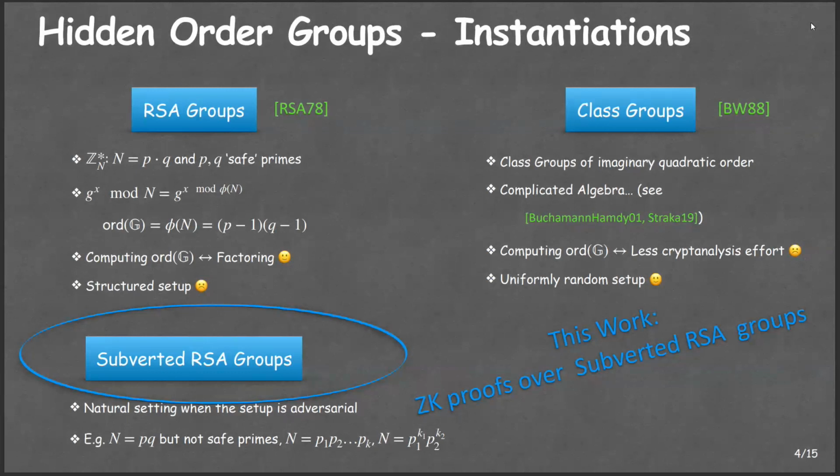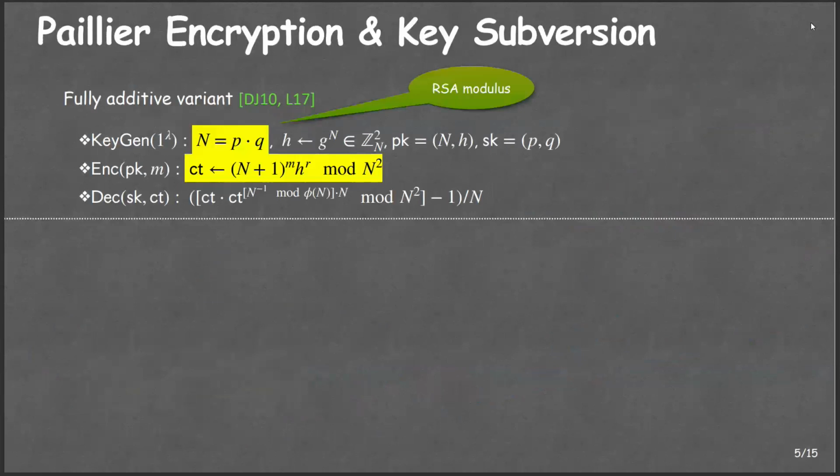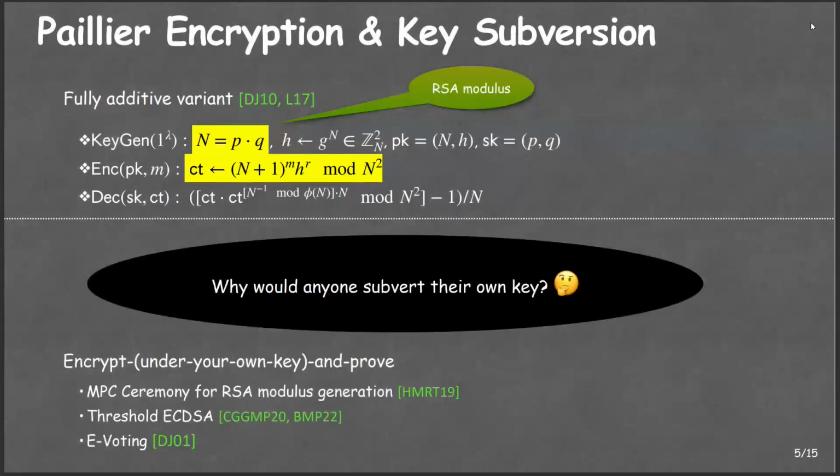So this work is about zero-knowledge proofs over this highly adversarial, highly malicious setting of subverted RSA groups. A concrete example of where these subverted RSA groups can appear is in Paillier encryption, which is one of the additively homomorphic encryption schemes that we know. In Paillier encryption, at the very least, the public key contains an RSA modulus. So it's very easy for the party that is generating their key to subvert this modulus n. Now, of course, one would wonder why would anyone subvert their own public key, right? It's kind of controversial. It's kind of paradoxical.